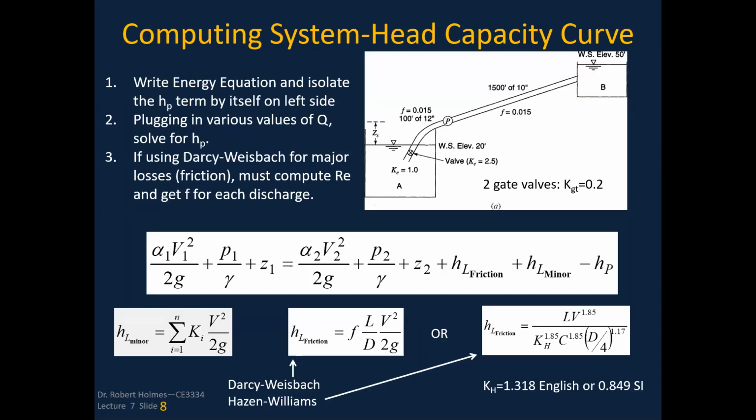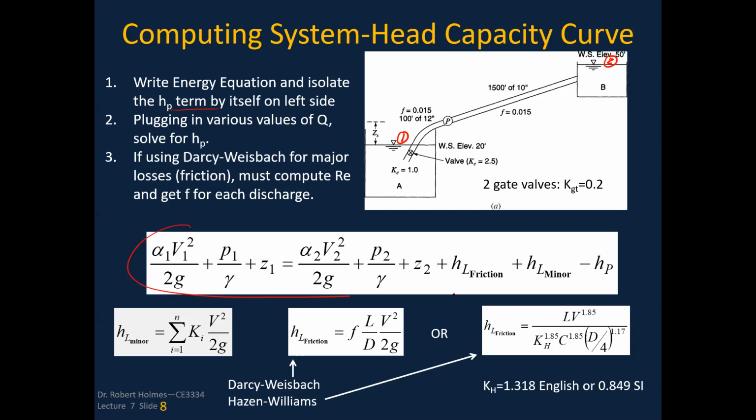So as we look at how we write a system head capacity curve, the first thing we're going to do is write the energy equation from a point of known information upstream of the pump, through the pump, to another point of known information that's downstream of the pump. And we're going to isolate the energy equation for H sub P.